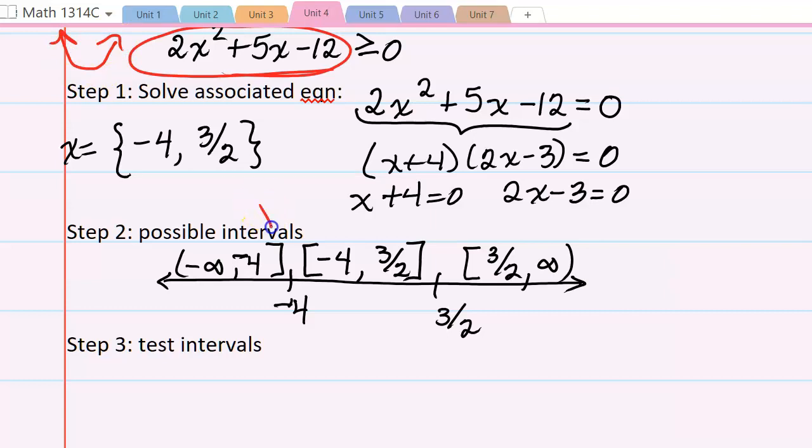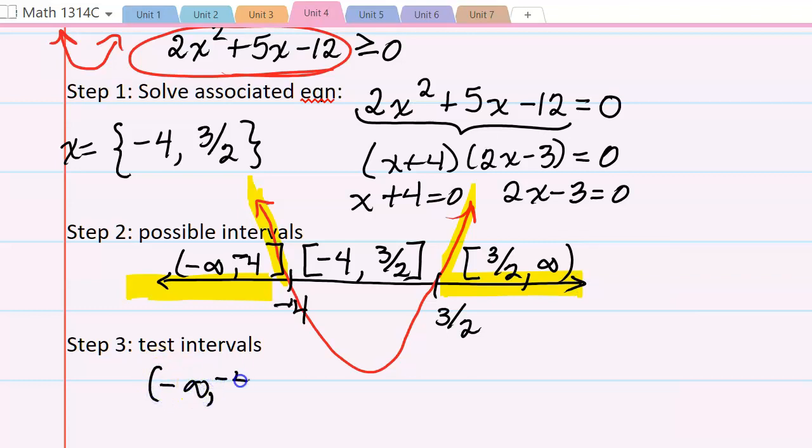From the graph, we see that there are two portions of the graph that are above the x-axis: once during the interval of -infinity to -4, and again during the interval of 3/2 to positive infinity. We can also test the interval in the middle and see that it should result in a false statement.